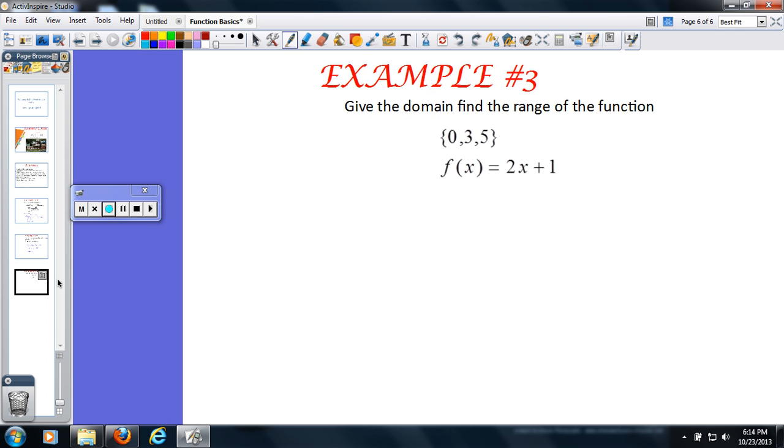Now we go to example number 3, and this is kind of a little bit of a repeat of the other day. I've got f of x equals 2x plus 1, and I tell you that the domain is 0, 3, 5. So I want you to find the range. All I do is plug these values in for x. I get 2 times 0 plus 1. This is 0 plus 1, which means f of 0 is 1.